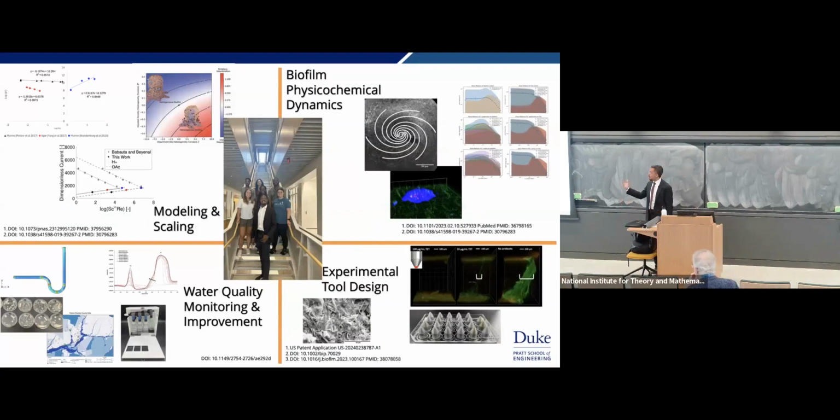So we study biofilm physical chemical dynamics. We also try to do modeling and scaling analysis to really make our work universal and universally applicable. We design new experimental tools and methods to really study and identify what's going on inside of a biofilm. And we also try to apply some of this to problems and challenges in water, wastewater engineering, as well as floods. So the bottom left image is an image of after Hurricane Helene hit Western North Carolina.